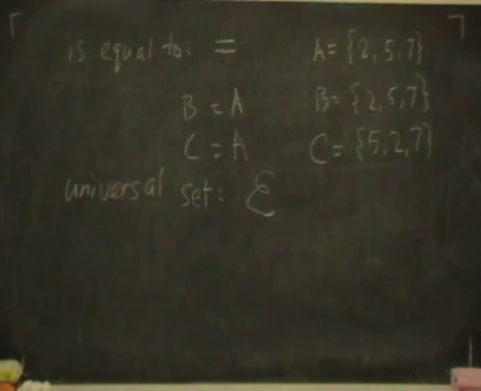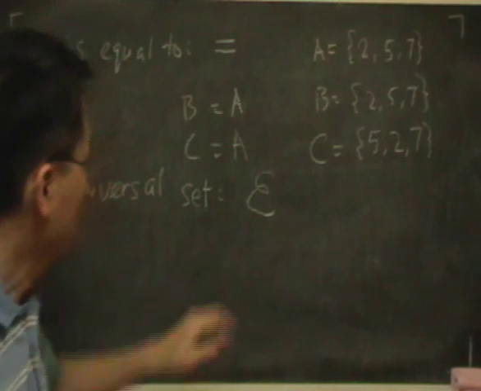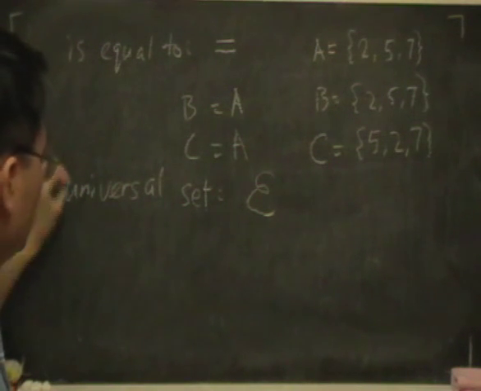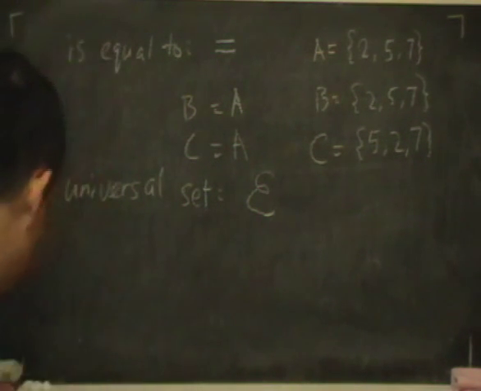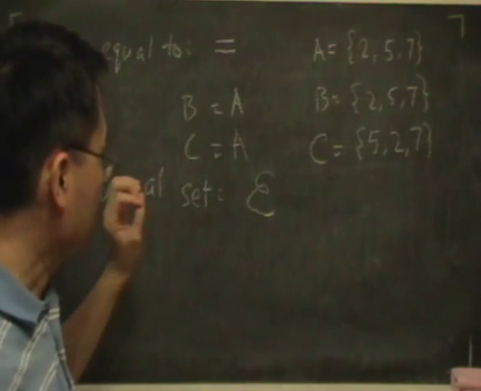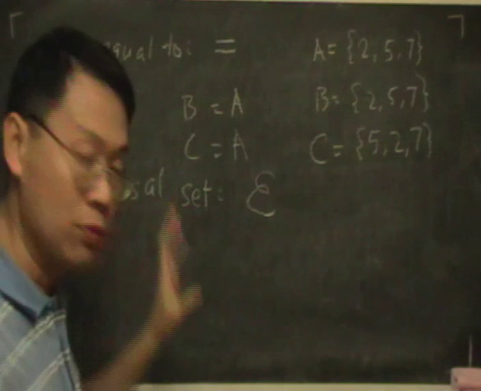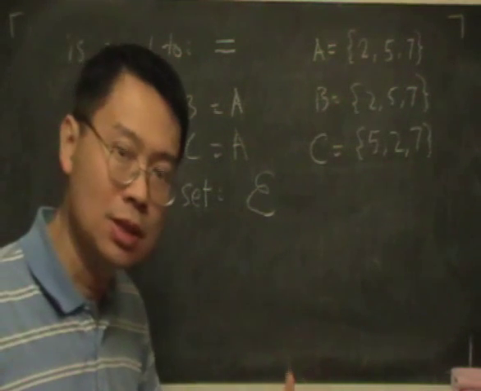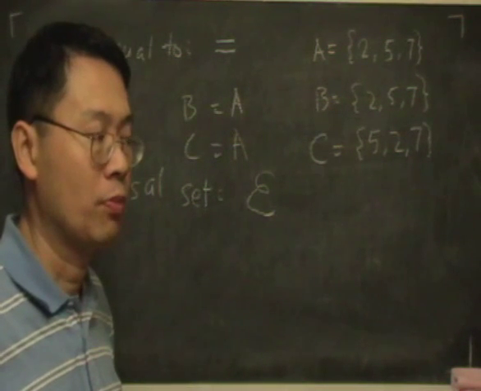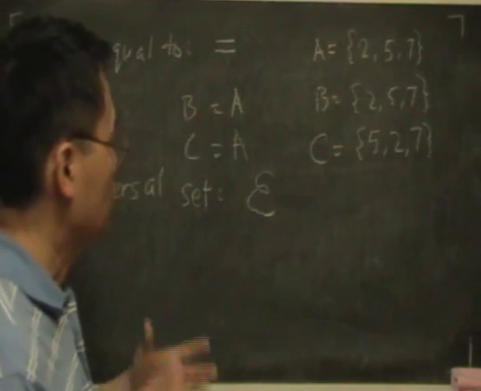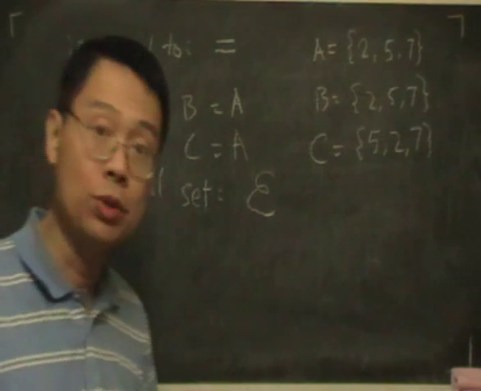Now the next symbol is a curly E. So that's actually an E. Now this symbol is called a universal set. We'll look at some examples in a moment. But roughly speaking, a universal set usually means the largest set when we are talking about something.